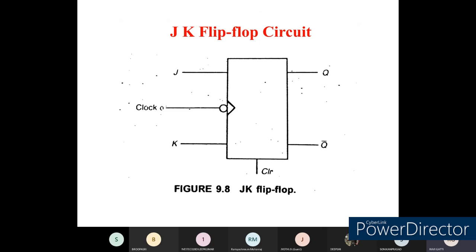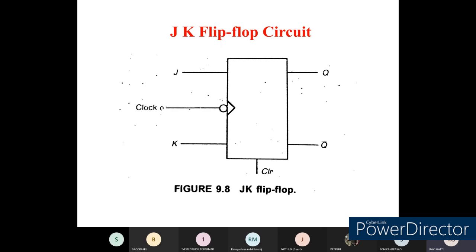When J is equal to 0 and K is equal to 1, we call it a reset condition. In this reset condition, Q will be reset to 0 and Q bar will be set to 1. Now when J is equal to 1 and K is equal to 0, we call it a set condition. Under this condition your Q will be 1 and your Q bar will be 0.